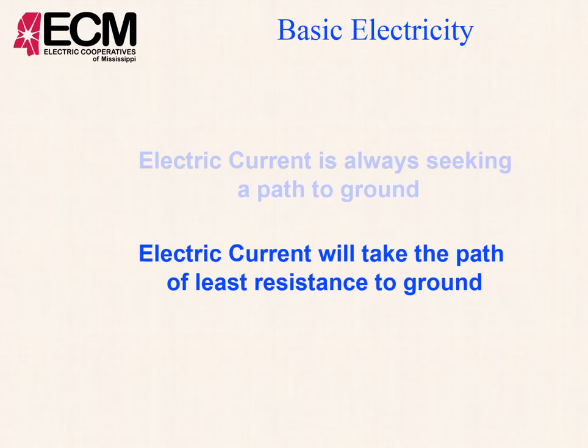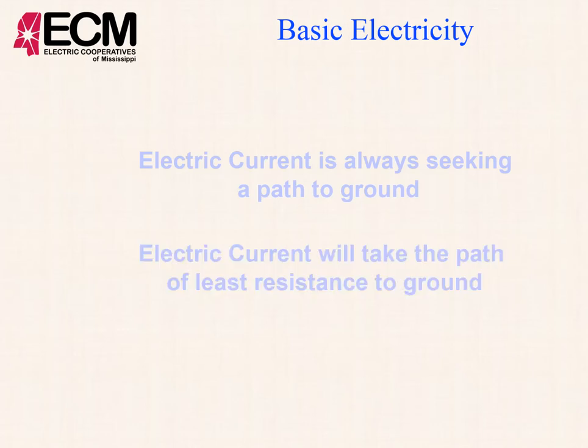Electric current will take the path of least resistance to ground. It prefers the path of least resistance to ground. The majority of it will go through the least resistive path, but it will take all paths by any means necessary.